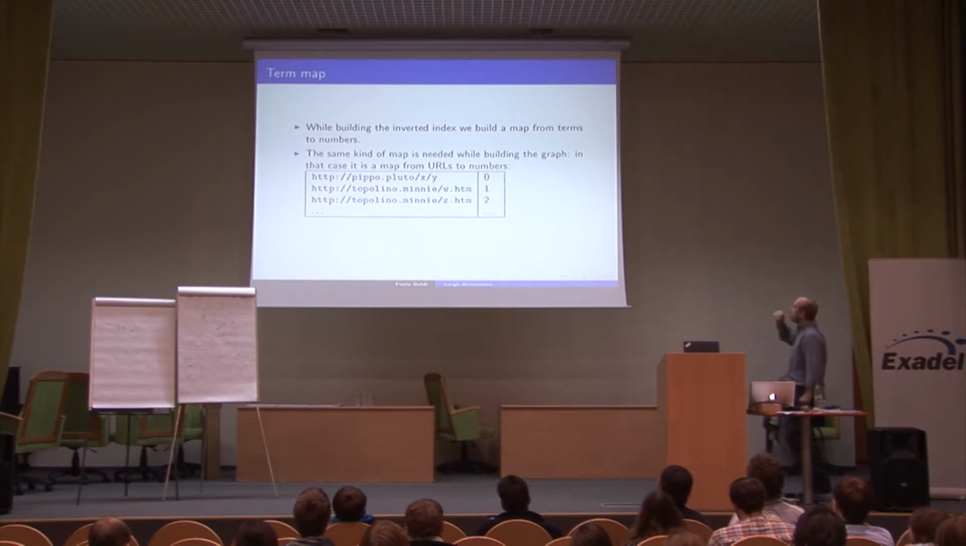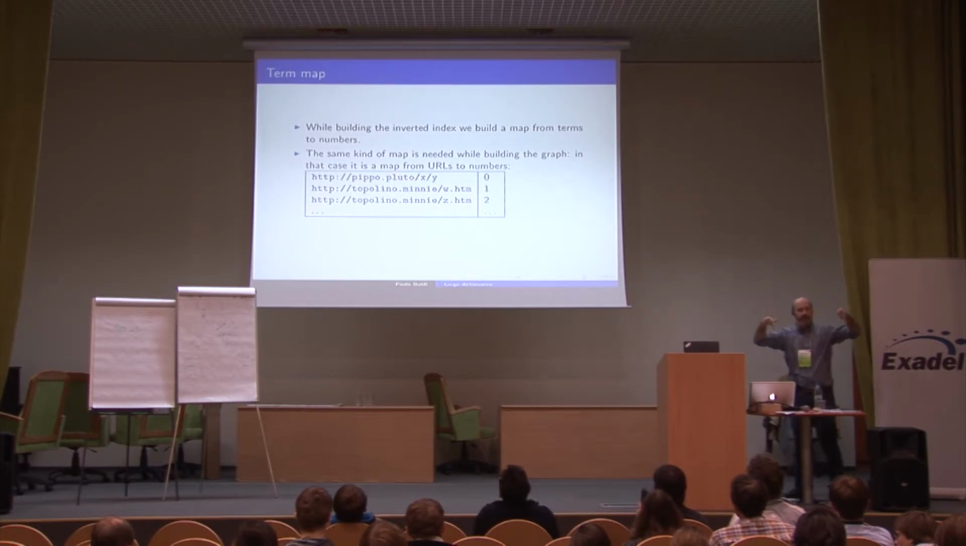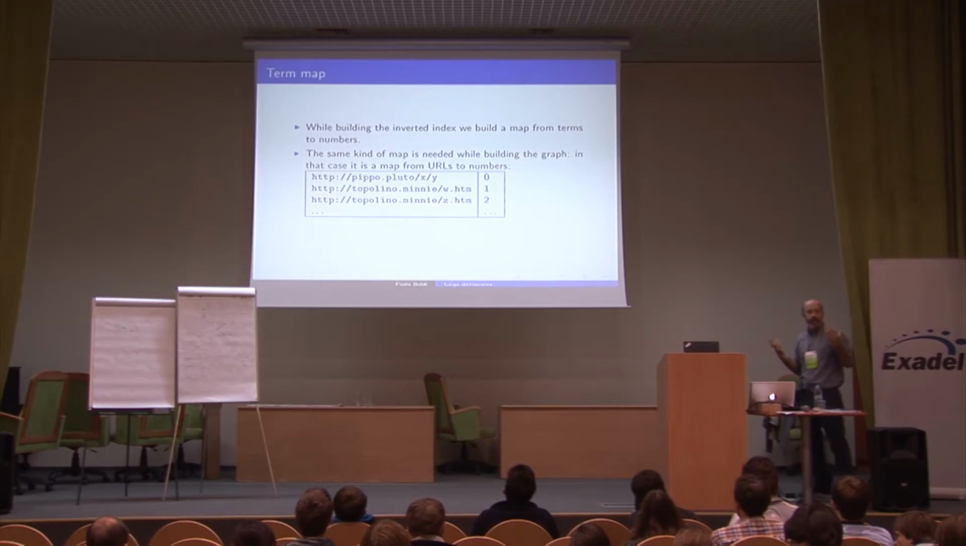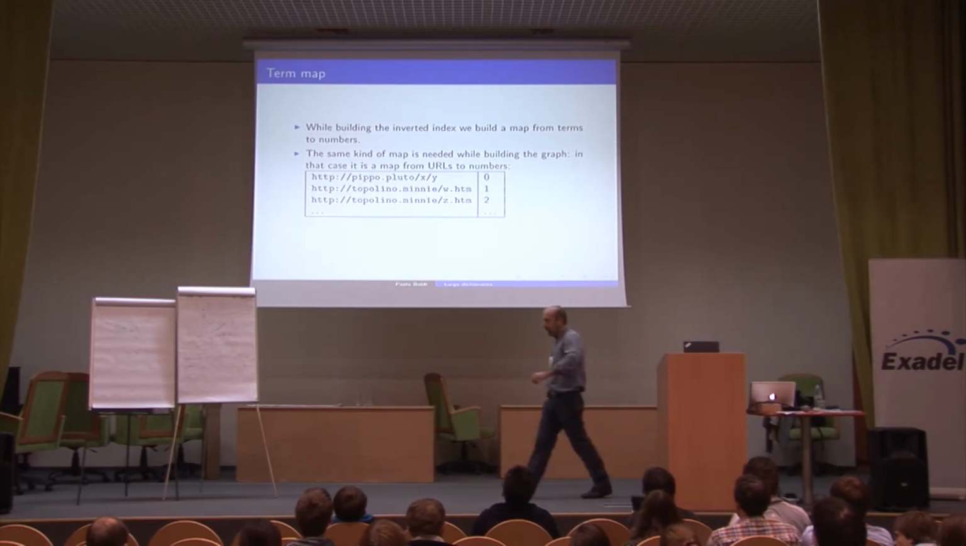So the overall problem is the following. You have a set of URLs, or a set of strings, if you prefer, and you want to number them. You want to assign a number to them. Why would you want to do this stupid thing? Well, one reason is the following.